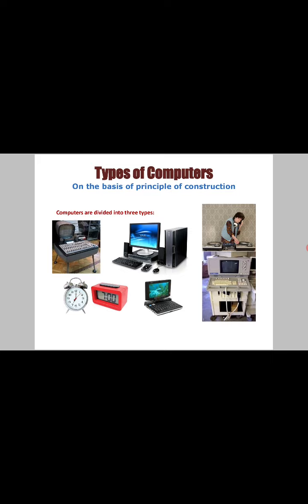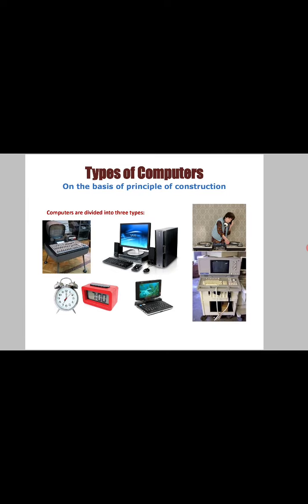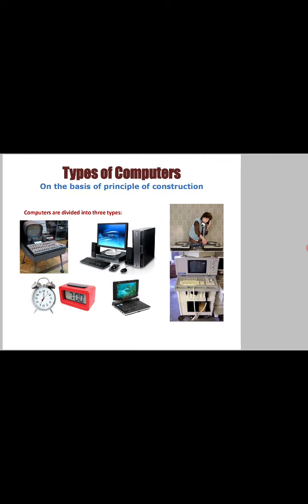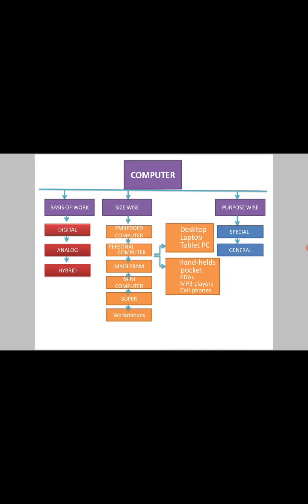macrocomputers. So mini computers, microcomputers, macrocomputers, mainframe computers, supercomputers, like that. And again, based on their type, computers are basically of two types: one is analog computers and second one is digital computers. Another type is special type of computers. All these things we will discuss here. So this is the chart. This is the important chart.